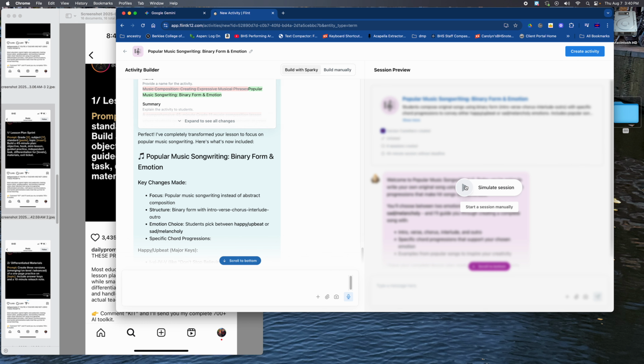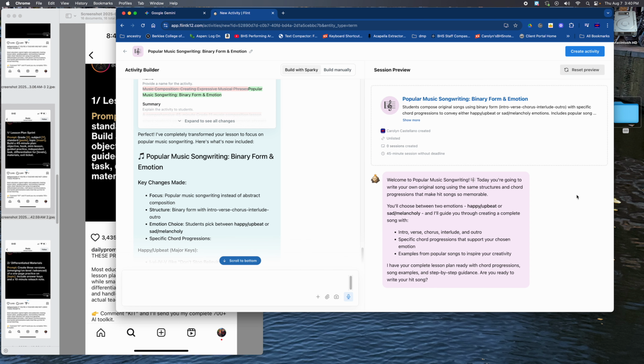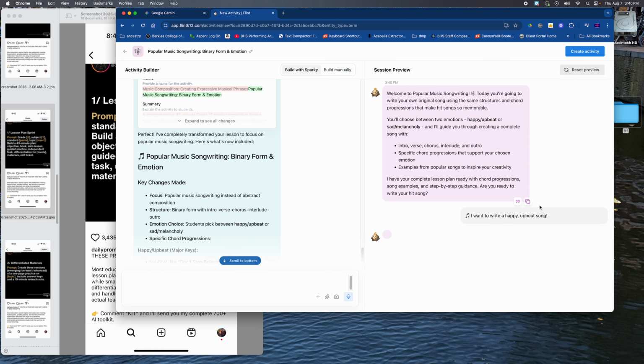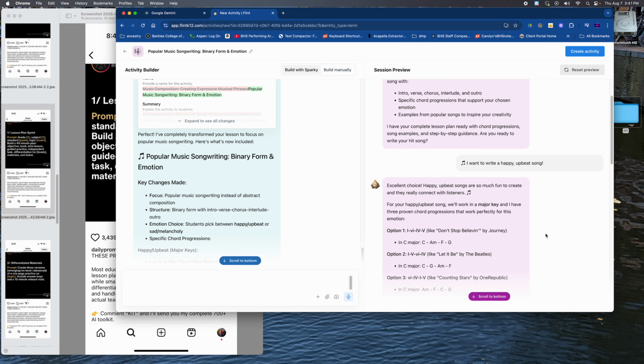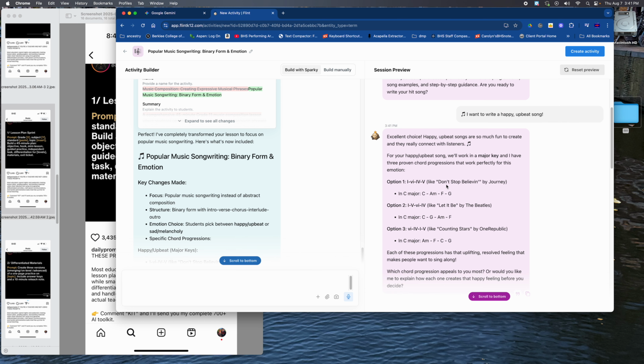So in Flint, because it's a chat box, students can interact with this. So let's just stop this for a second. So a student would sign in to Flint and read this, right? And then they can respond. I want to write a happy upbeat song, right? Because it's asking them a question. Excellent choice. Happy upbeat songs are so much fun to create, right? And then they give some examples of what those chord progressions are.